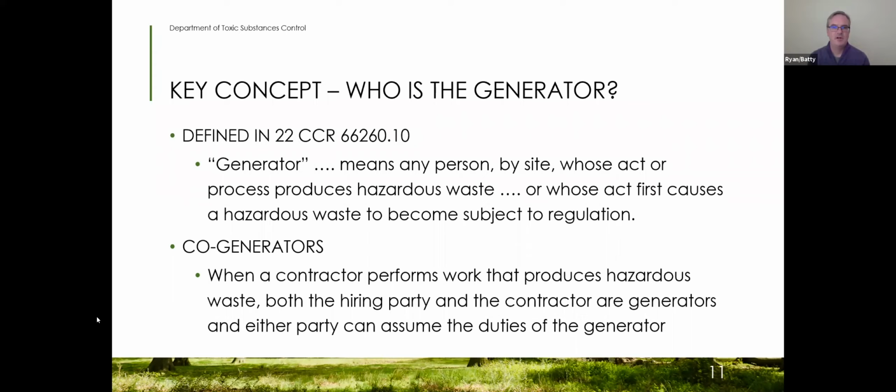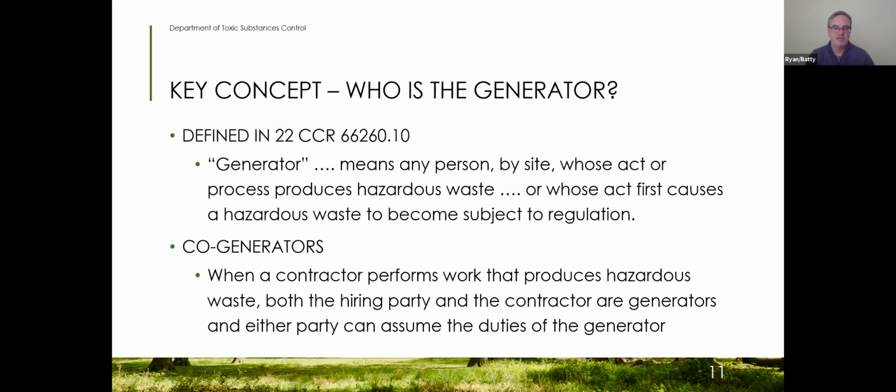Okay, we also got a lot of questions about who is the generator of treated wood waste. So I put a couple of excerpts from the regulations' definition of what is a generator. It means any person by site whose act or process produces hazardous waste, or whose act first causes a hazardous waste to become subject to regulation.